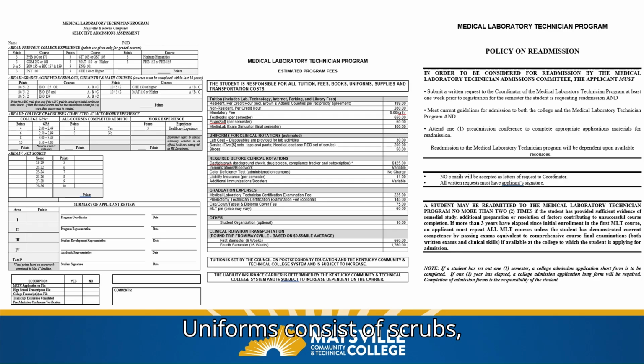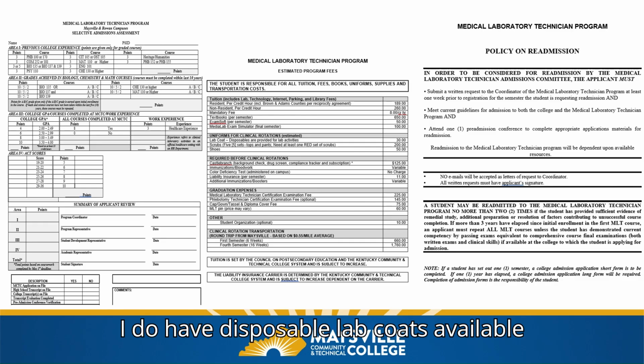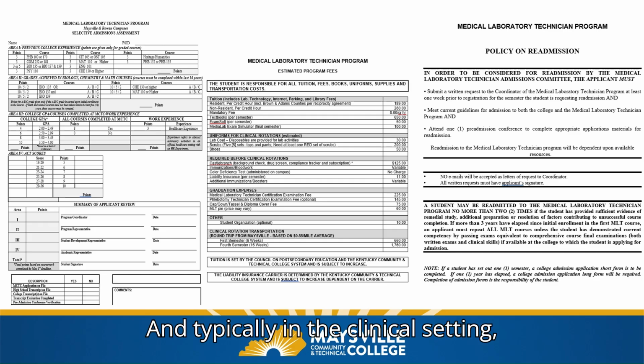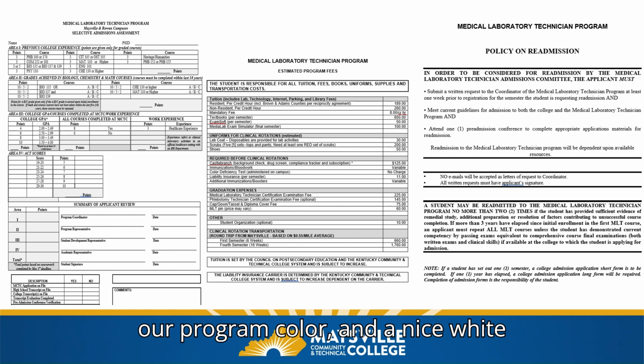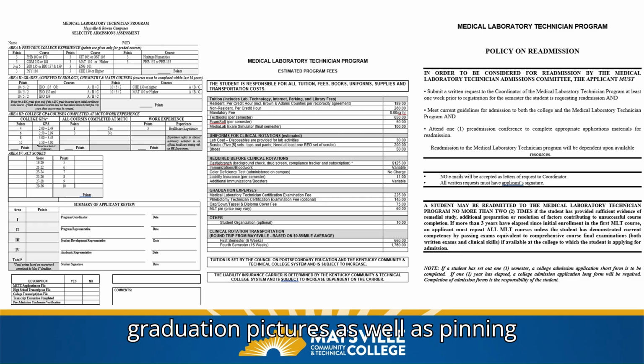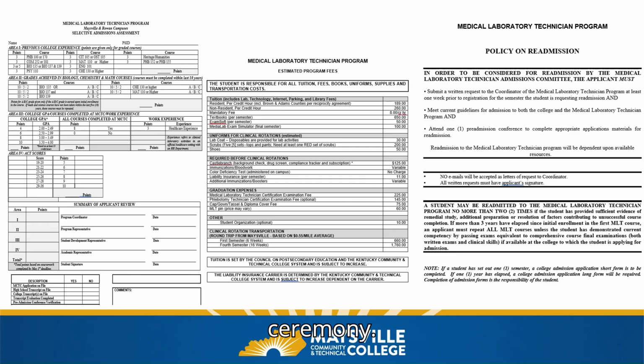Uniforms consist of scrubs, lab coat, and clean, neat shoes. I do have disposable lab coats available for use in the student lab on campus, and typically in the clinical setting, students are provided a lab coat if necessary. You do need at least one pair of red scrubs, which is our program color, and a nice white clean lab coat for graduation pictures as well as pinning ceremony.